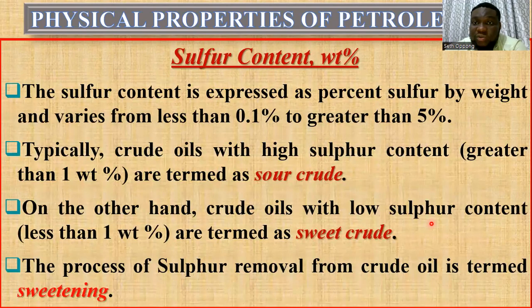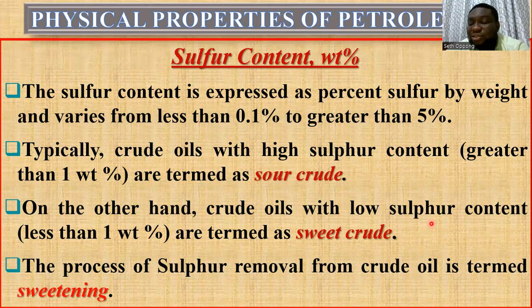Then next we go to the sulfur content. The sulfur determines whether the crude oil is a sweet crude or a sour crude. What we mean by a sweet crude is a crude which contains less amounts of sulfur, and a sour crude is a crude that contains a lot of sulfur.